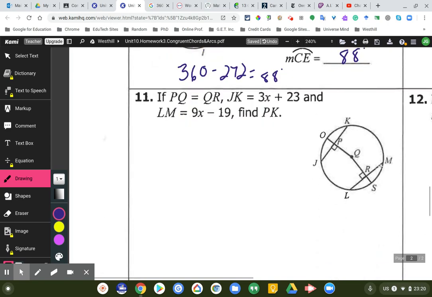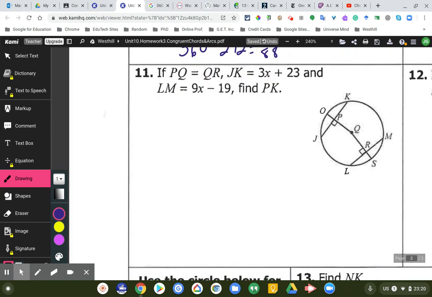There we go. Number 11. All right, flying right through. Okay. PQ is equal to QR. Yup. We know that. That's pretty easy. PQ, QR. Cool. JK is equal to 3x plus 23, and LM is equal to 9x minus 19. So find PK. Okay, so we're going to have to find the x here and then find half of the line. Awesome. That's fine.